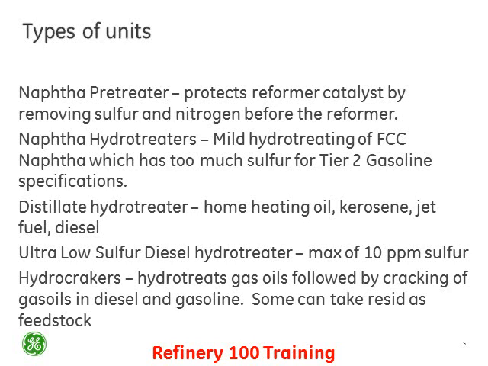These are the types of hydrotreaters that you may see in a refinery. A naphtha pretreater protects the downstream reforming catalyst by removing sulfur and nitrogen. Naphtha hydrotreaters treat FCC gasoline, which has too much sulfur for the current gasoline blending specifications, and that's going to be more stringent here shortly. Distillate hydrotreaters make home heating oil, kerosene, jet fuel, or off-road diesel.